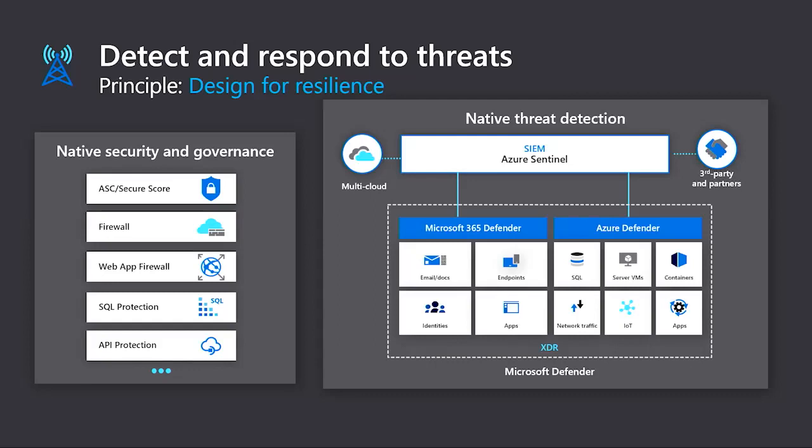And you can see how it encompasses here Microsoft 365 Defender as well as Azure Defender. And under Azure Defender, we have different categories of resources that it allows us to protect: our SQL databases, virtual machines, containers, IoT hubs, network traffic, as well as applications. And then our security information and event management tool, Azure Sentinel, this is our threat detection tool, right?